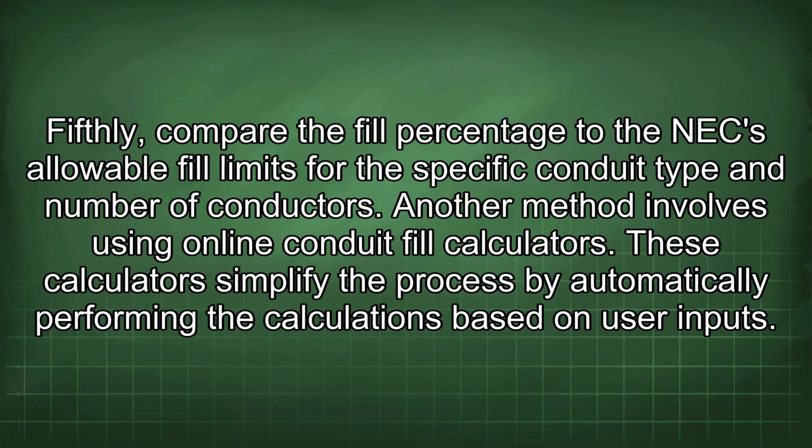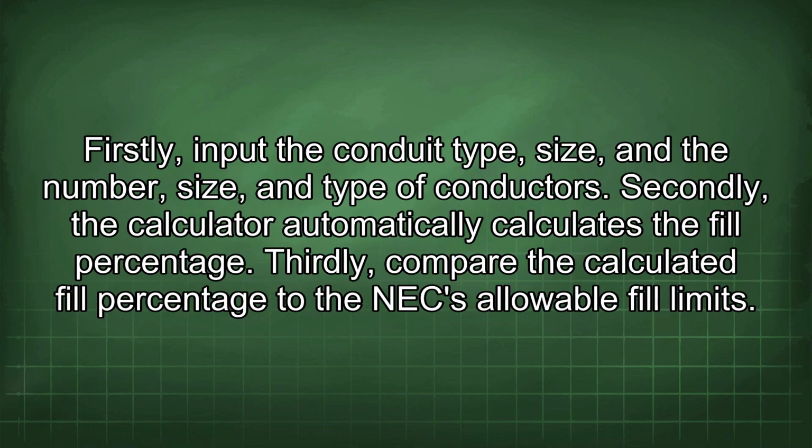Another method involves using online conduit fill calculators. These calculators simplify the process by automatically performing the calculations based on user inputs. Firstly, input the conduit type, size, and the number, size, and type of conductors. Secondly, the calculator automatically calculates the fill percentage. Thirdly, compare the calculated fill percentage to the NEC allowable fill limits.